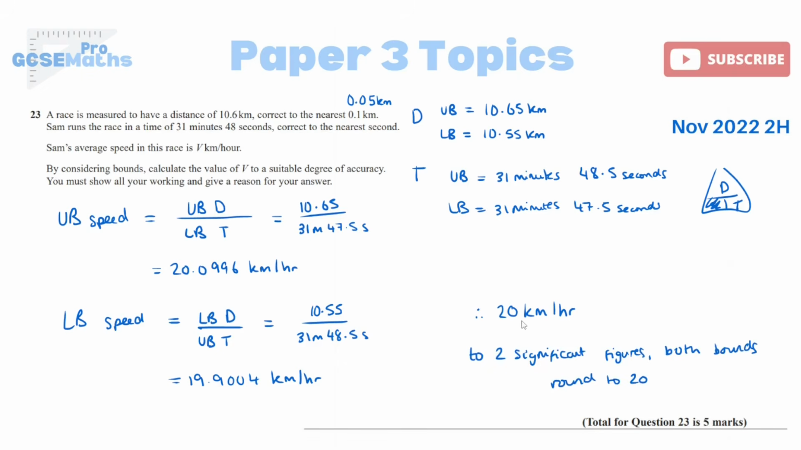So this is either two significant figures. Technically, it's to the nearest 10, isn't it? Technically, it's to the nearest whole number. Technically, it's to the nearest 5. Anything that you've rounded it to, I just went with significant figures because it sounds fancier, but it doesn't really matter. To two significant figures, that is 20, isn't it? Both bounds round to 20. So to whatever you've rounded it to, they both agree. They both round to that number. Some kind of reason along the lines of that.